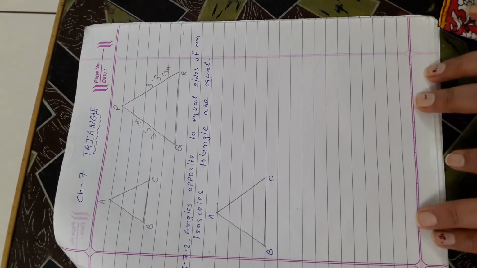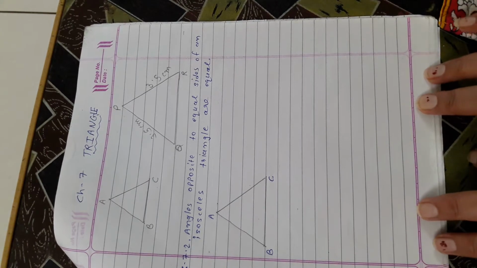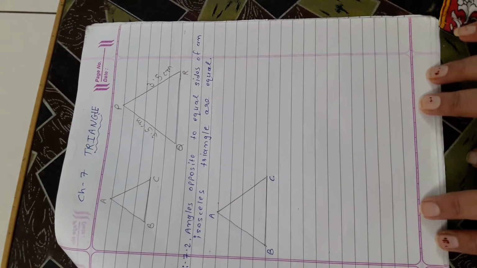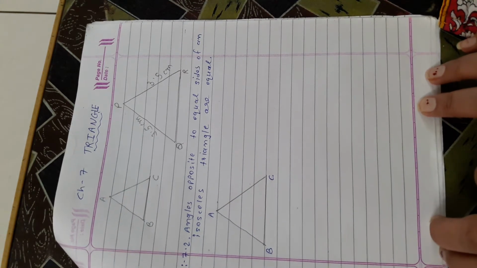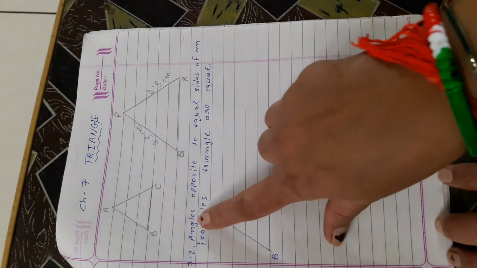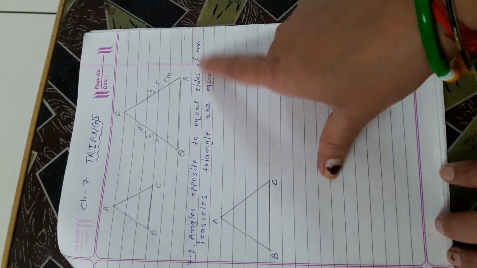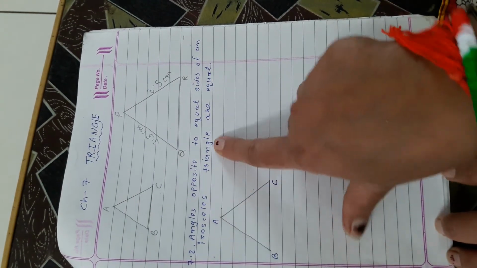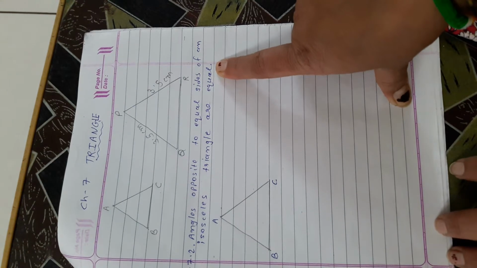Last time I explained the definition of triangle, the criteria for congruent triangles, and also the definition of congruent triangles. Now today I will explain the important theorem 7.2: angles opposite to equal sides of an isosceles triangle are equal. Okay.